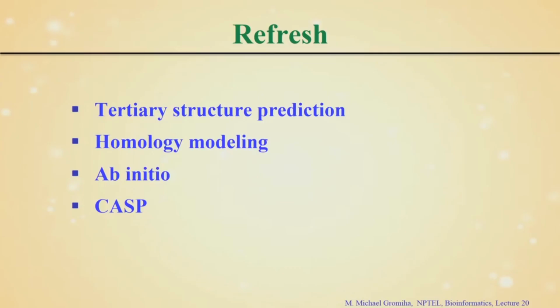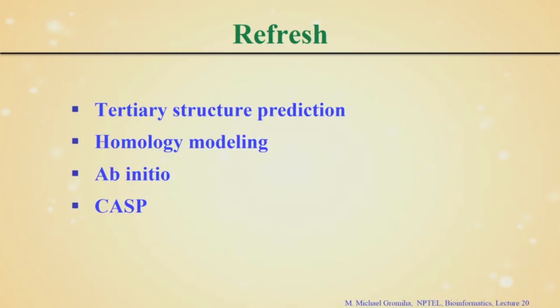In the previous class, we discussed predicting the 3D structure of a protein from its amino acid sequence, because the amino acid sequence contains information regarding the 3D structure. So, we can utilize the information you can obtain from the sequence to predict the 3D structures. Here we discussed various methods to predict the 3D structures, and one of the major ones is homology modeling.